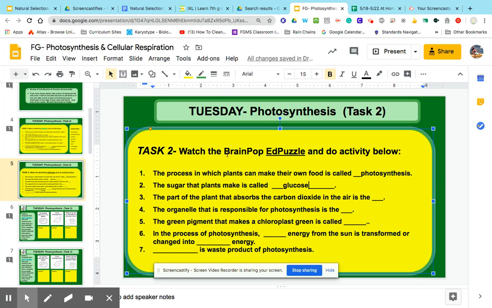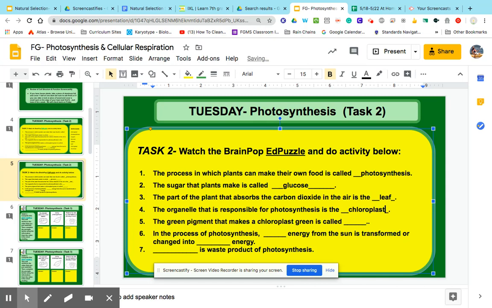Okay. So they call it sugar, but the big boy term is glucose, and I expect my students to know that. Part of the plant that absorbs the carbon dioxide in the air, that actually occurs in the leaf in a special organelle called a stomata. And we will read a short passage that talks about the stomata a little more. The organelle that is responsible for photosynthesis is the chloroplast.